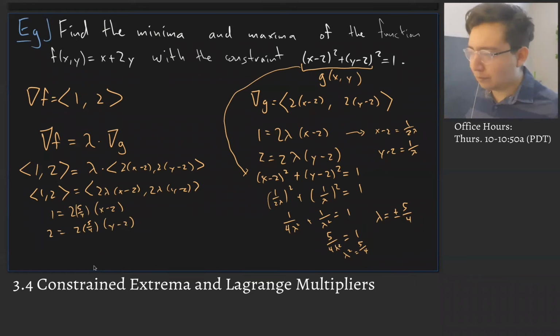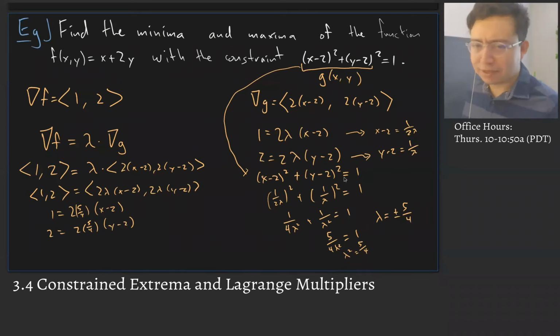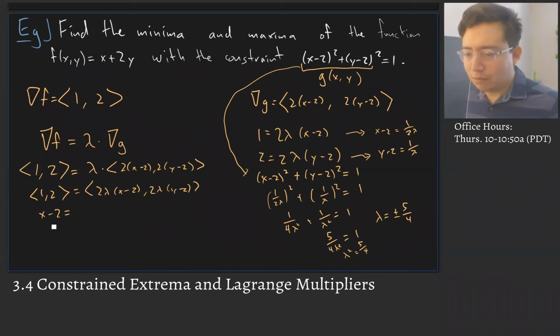I guess you can also just plug the lambda in over here, into these equations over here. That might be easier to solve for x and y. I think I am going to do that. Sorry if you were already writing that down. So x minus 2 is equal to 1 over 2 times 5/4, which is 4/10.